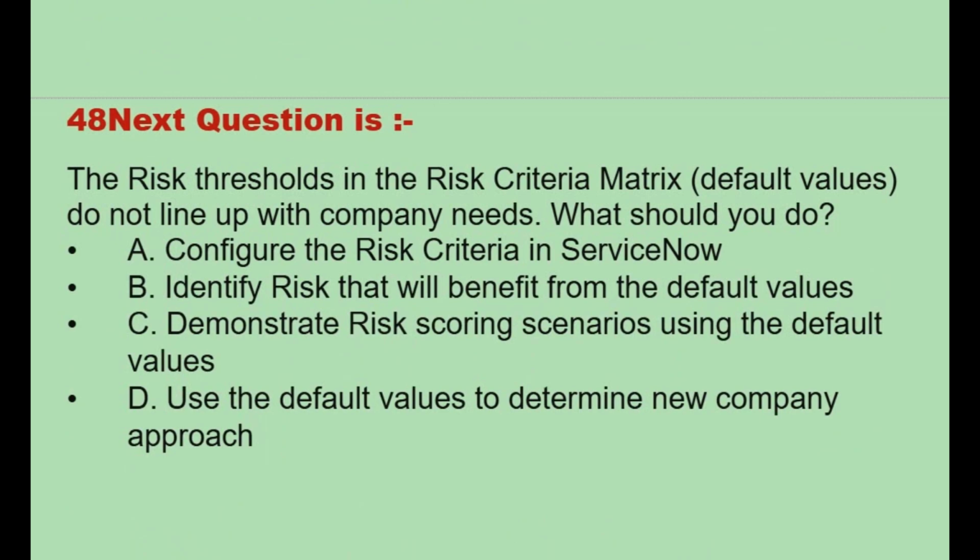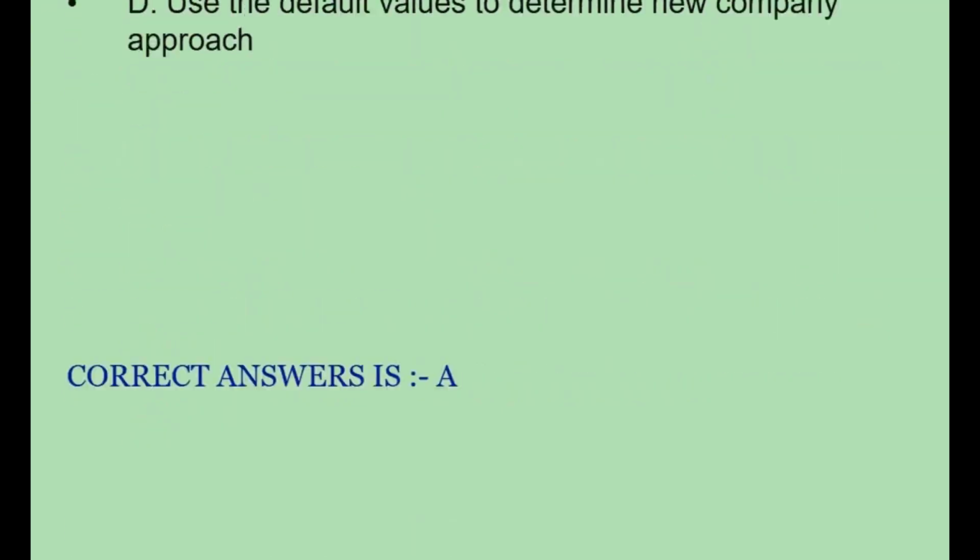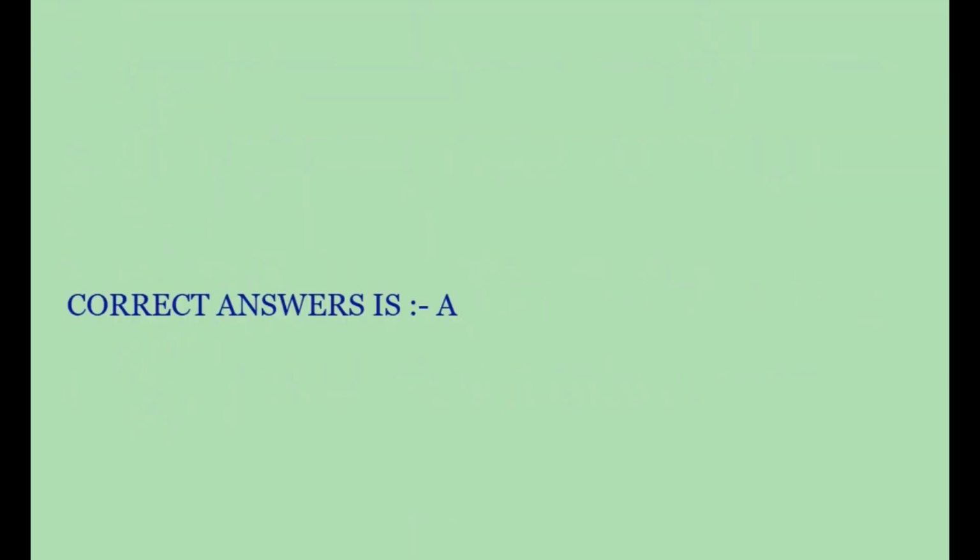Question is, the risk thresholds in the risk criteria matrix default values do not line up with company needs. What should you do? Option A, configure the risk criteria in ServiceNow. Option B, identify risks that will benefit from the default values. Option C, demonstrate risk scoring scenarios using the default values. Option D, use the default values to determine new company approach. Correct answer is option A.